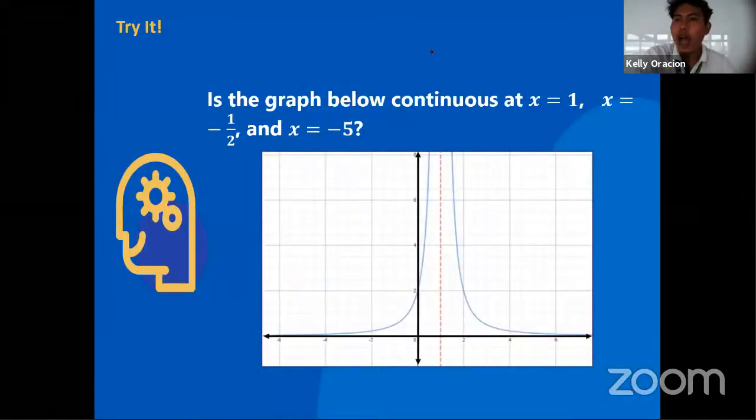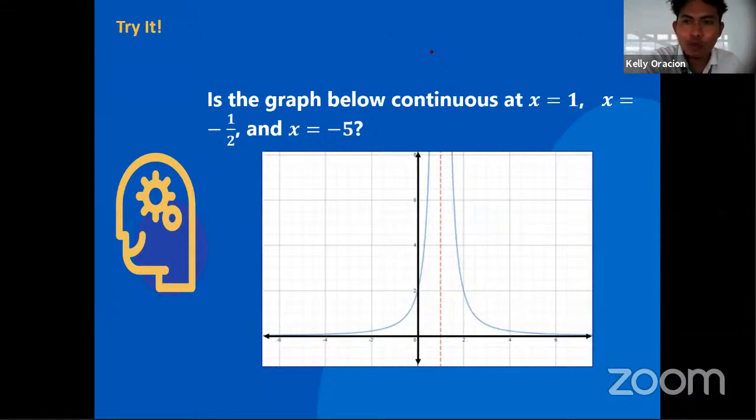How about this one? I want you to identify. If x is 1, what is it? Is it continuous or not? If negative 1/2, is it continuous or not? If negative 5, is it continuous or not? I want you to chat your answer. I will give you 1 minute. Try to understand. X is equal to 1, continuous or not; negative 1/2, continuous or not; negative 5, continuous or not. So chat your answer.